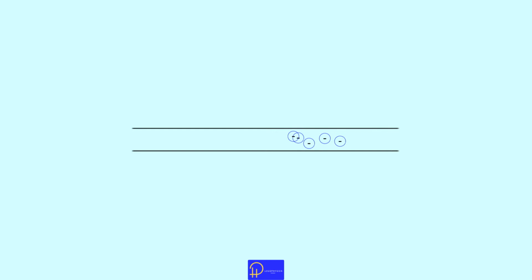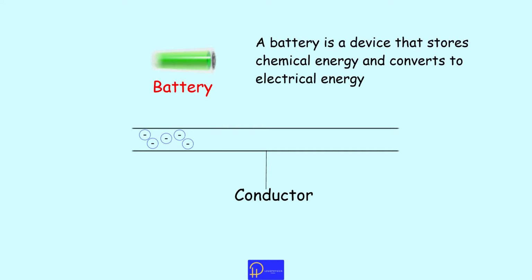Before charges can flow, there should be a conductor. Conductors are materials that allow electrons to flow freely through them. But even more important, there should be a source and driver of these electrons. This will usually be a cell or battery.